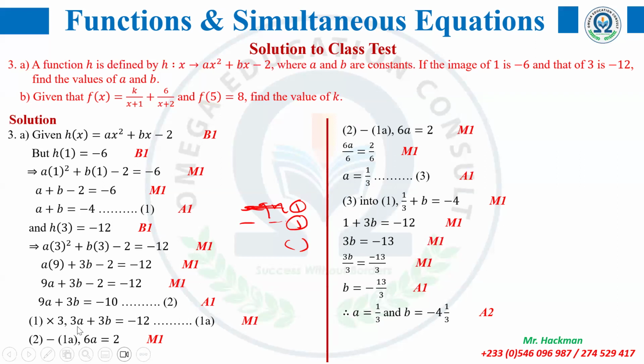Then you have what? This equation 1 times 3 will give me 3a plus 3b, then minus 3 times 4, which will give us minus 12. So that's what you have here. I will call it 1a because I worked on equation 1.